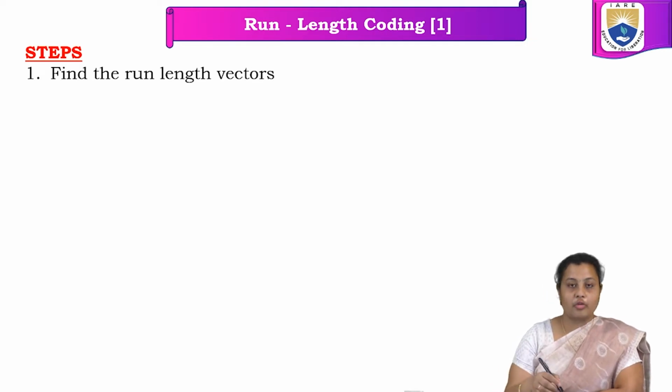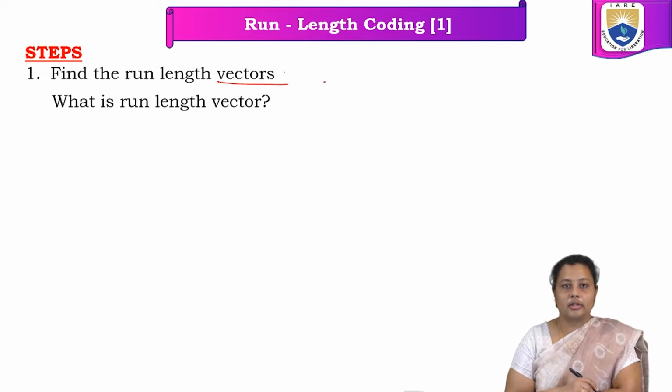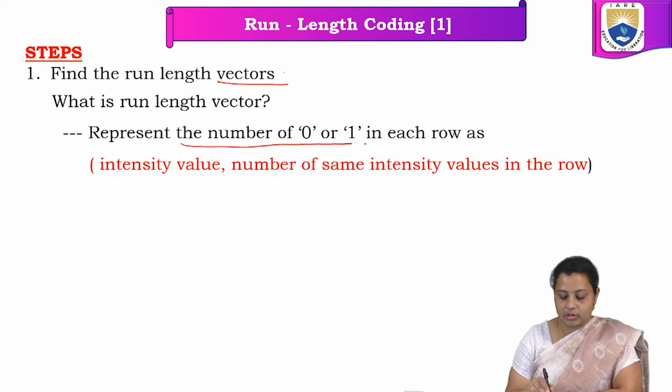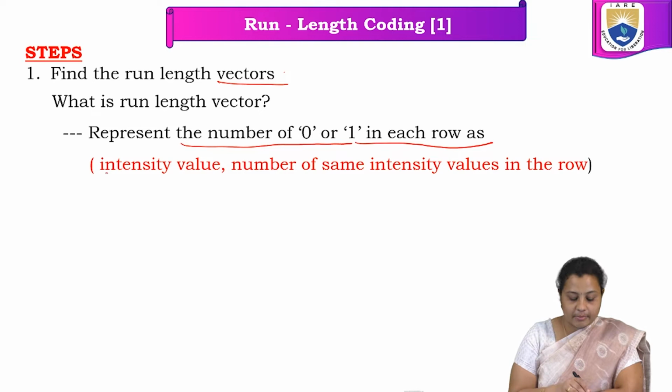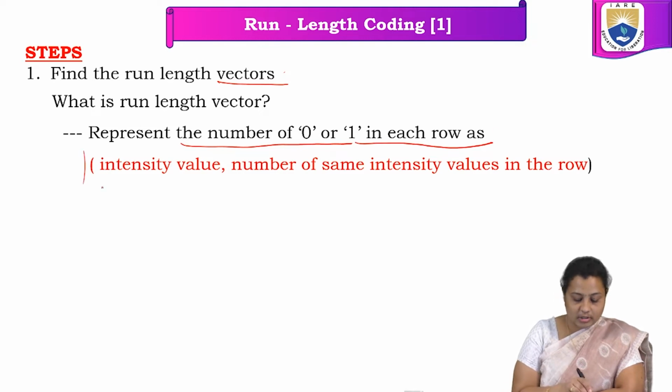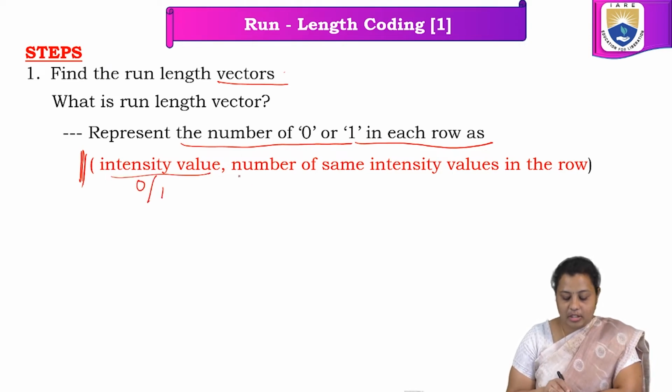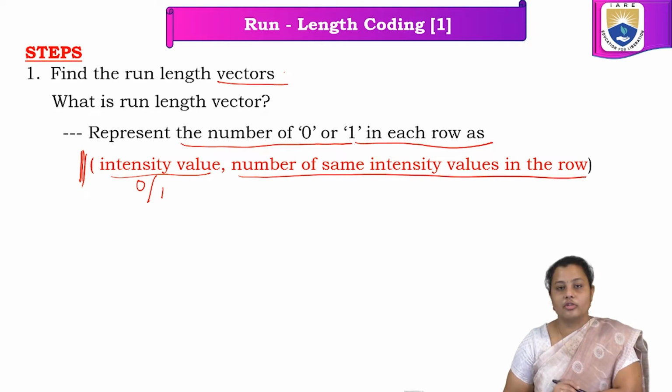What is the first step? We have to find the run length vector. What does a run length vector mean? We will represent the number of zeros and ones in each row in a particular form. We use the intensity value, that means whether it is 0 or 1, and the number of same intensity values in the row.